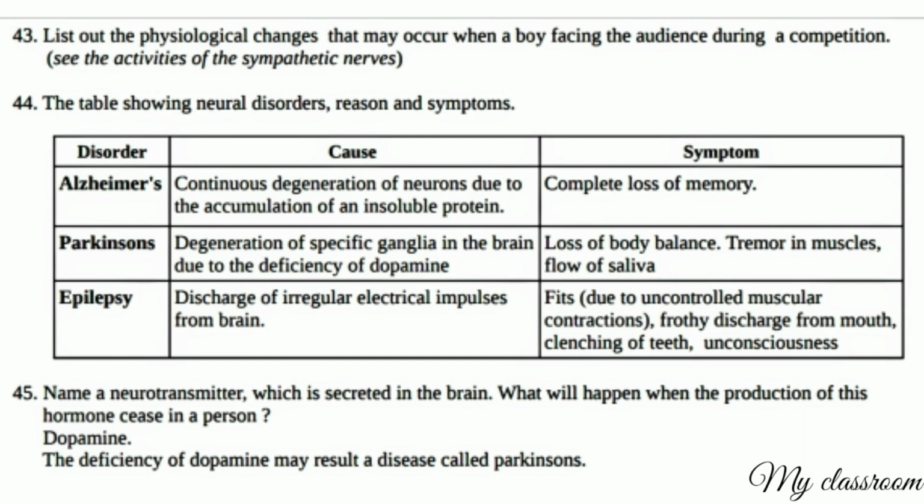Epilepsy. Discharge of irregular electrical impulses from the brain. Symptoms include fits due to uncontrolled muscular contractions, discharge from mouth, clenching of teeth, unconsciousness. Name a neurotransmitter which is secreted in the brain. What will happen when the production of this hormone ceases in a person? Dopamine. The deficiency of dopamine may result in a disease called Parkinson's disease.